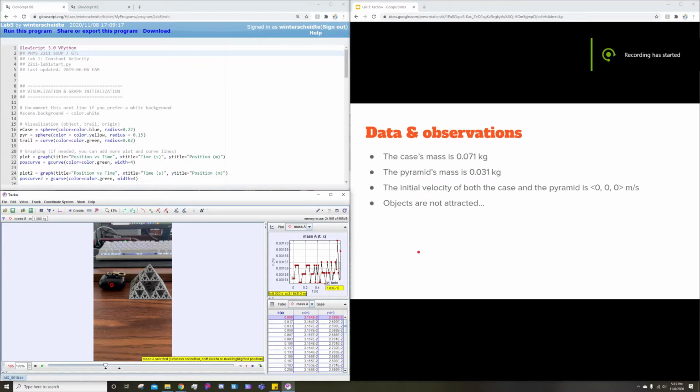If you direct your attention to the lower left-hand side of the screen, you'll see the Tracker video that was analyzed to get the data. As you can see, neither object moves close to each other. This is because there is a force opposing the gravitational pull between these two.